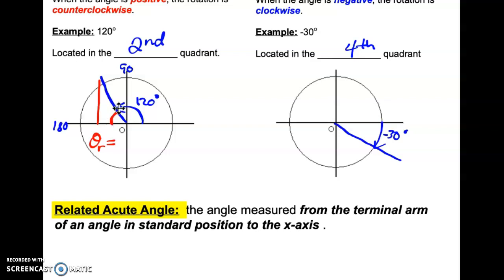The angle there between 120 and 180 is 60 degrees, so the related acute angle is 60 degrees. For the angle here in the fourth quadrant, our related acute angle is the angle the terminal arm makes with the x-axis. In this case, our related acute angle would be 30 degrees.